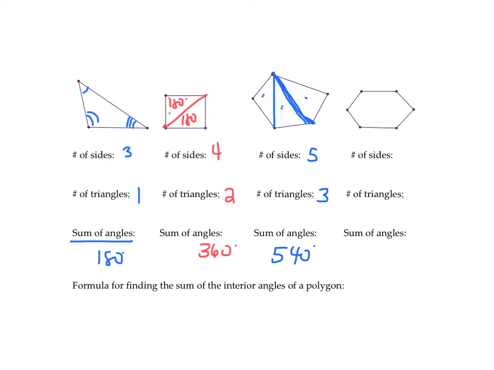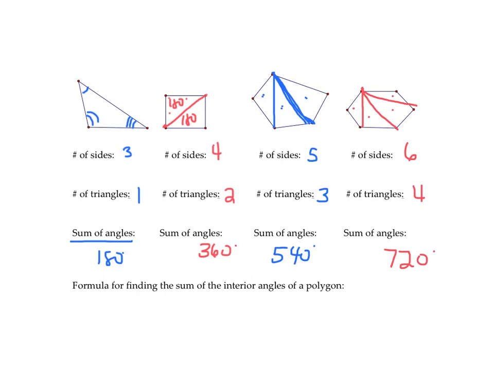Okay, if we have 6 sides, again, check it out. Go from one vertex. We have one diagonal here. There's a second. There's a third. So 6 sides gives us 1, 2, 3, 4 triangles. So the sum of the angles would be 180 plus 180 plus 180 plus 180. That's 720 degrees.